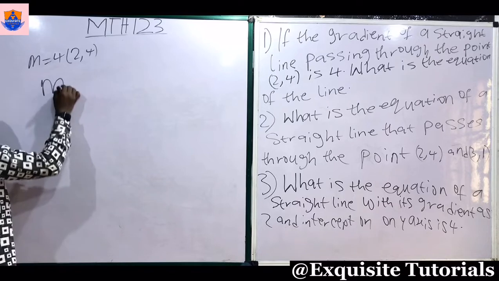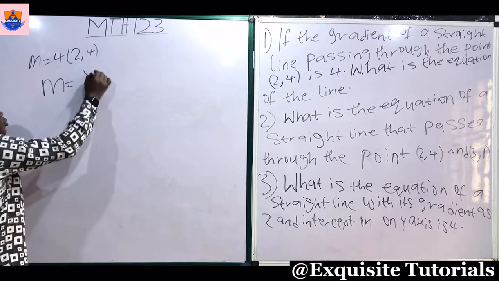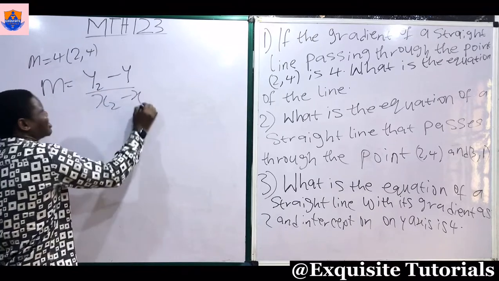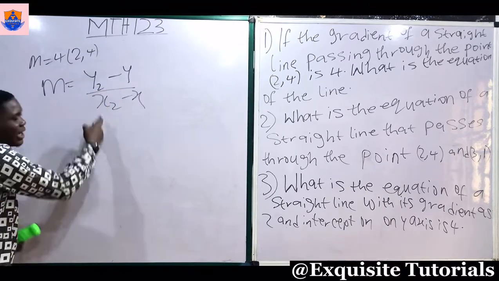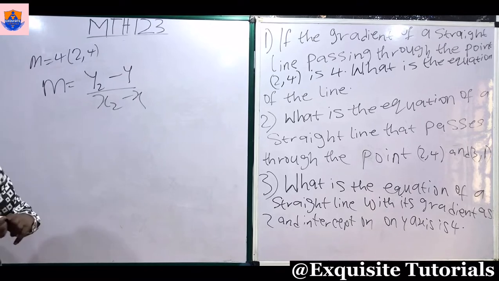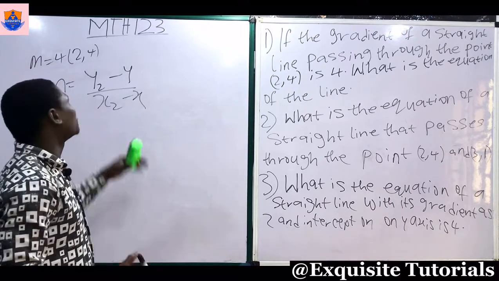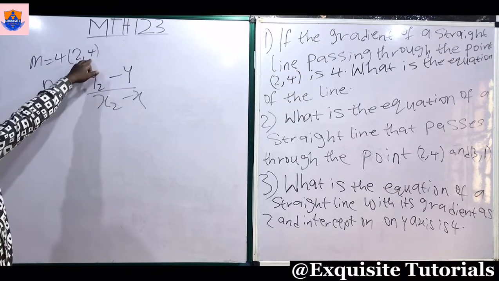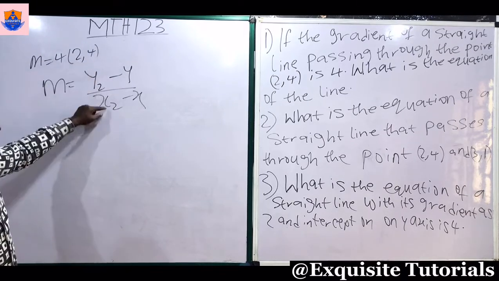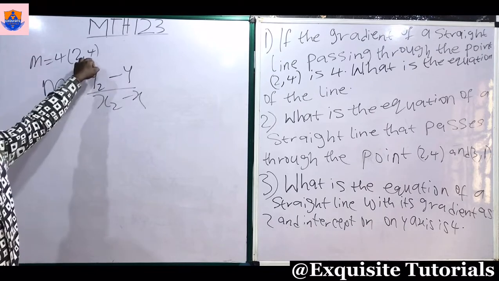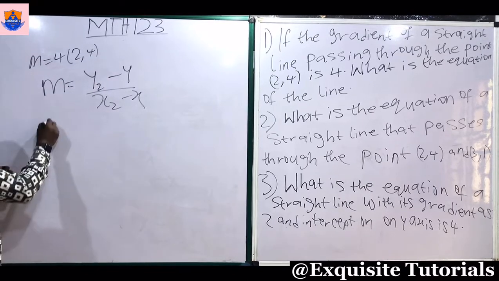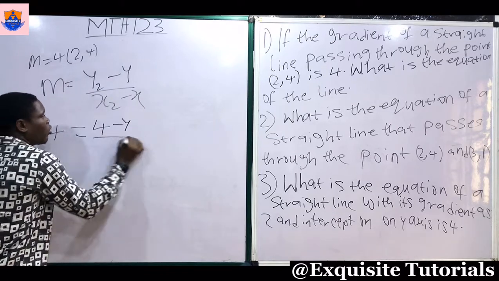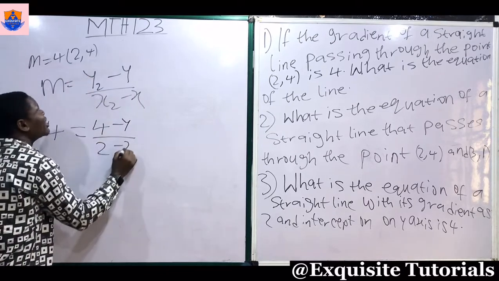Remember this form of equation of a straight line, y2 minus y all over x2 minus x. I can change it to y1 and x1, whichever way, you get the same answer. Now we are given the gradient as m, and we are told that that line passes through this point 2, 4. So our x2 becomes 2 and our y2 becomes 4. Our gradient is 4, so we have 4 equals to 4 minus y all over 2 minus x.